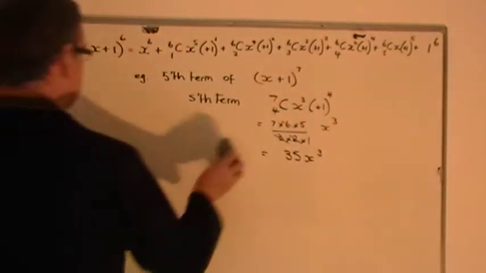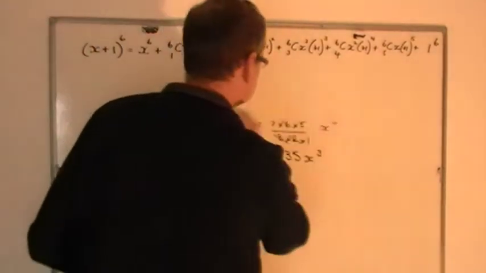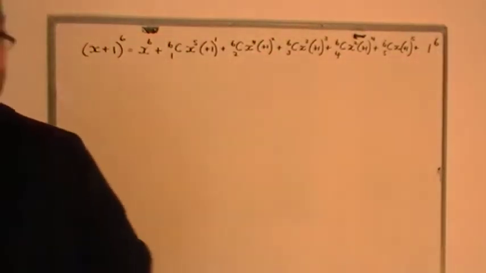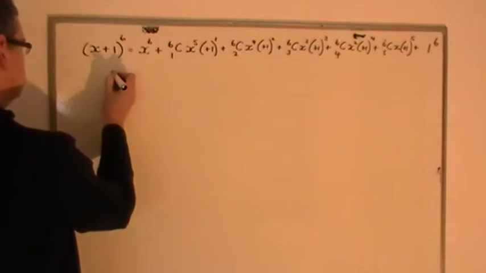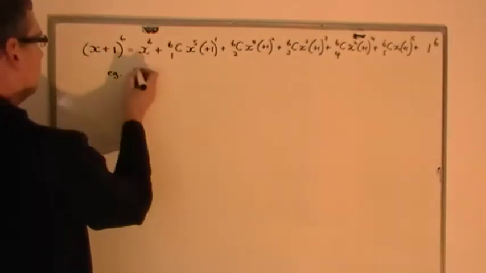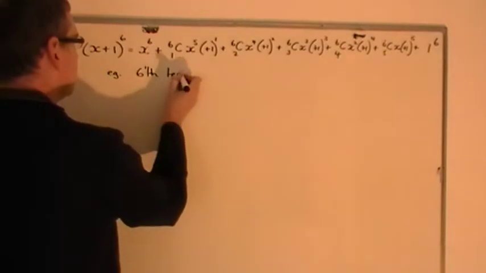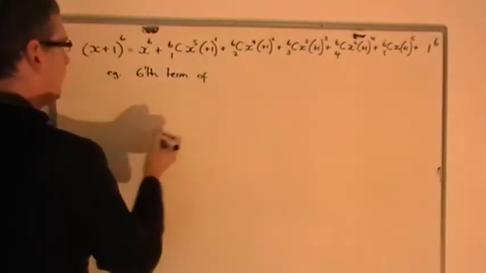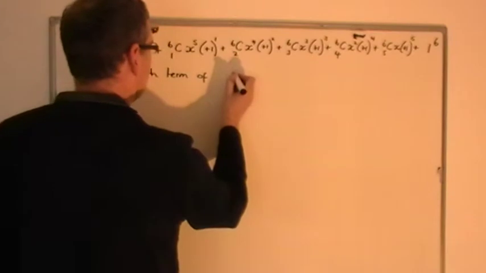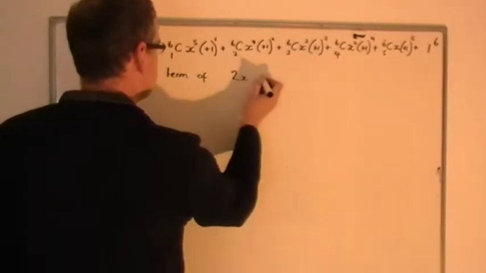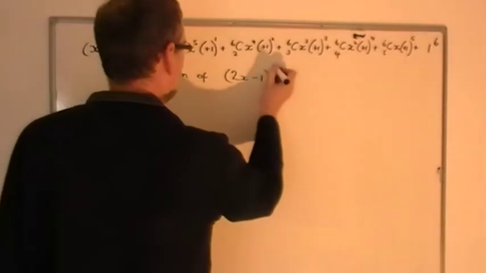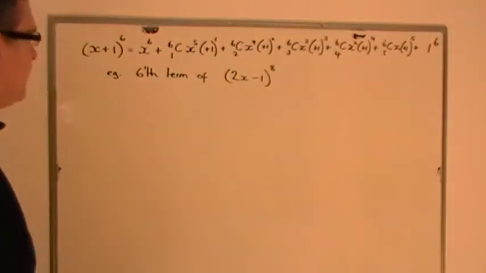So here we go, let's try another one. Let's say I give you an expansion. For example, let's say I want the 6th term of, let's say, 2x minus 1 to the power 8. I want the sixth term.